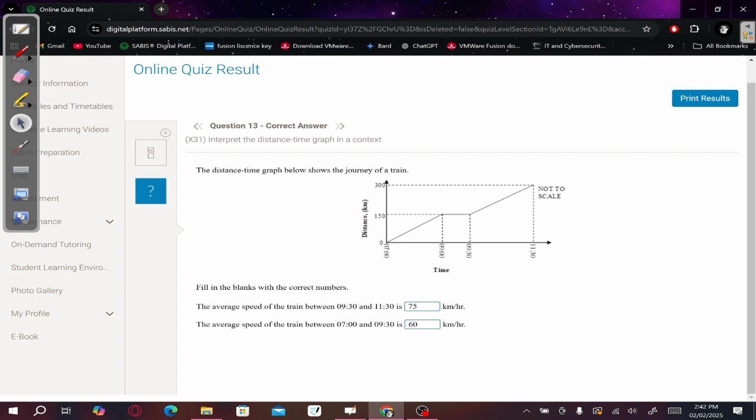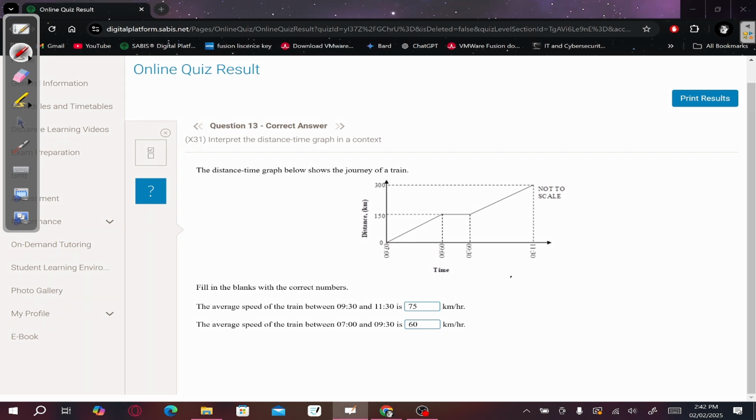The average speed of the train between 9:30 and 11:30 is 75 kilometers an hour. Okay, the average speed is d2 minus d1 over t2 minus t1. You took this in physics and you took it in math again: the derivative of the distance over the time, dx by dt.